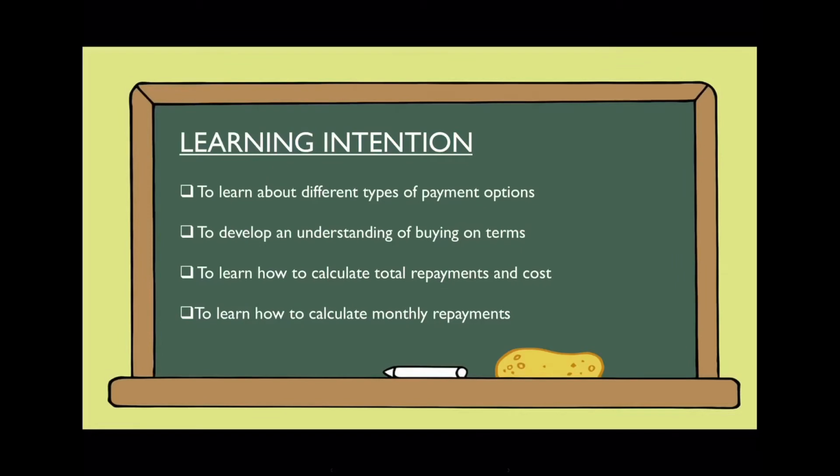The learning intention of today's video is we're going to learn about different types of payment options. We're going to develop an understanding of what this term buying on terms means. We're going to look at how to actually calculate the total repayments and cost of an item. And lastly, we're going to be able to calculate the monthly repayments of an item as well.